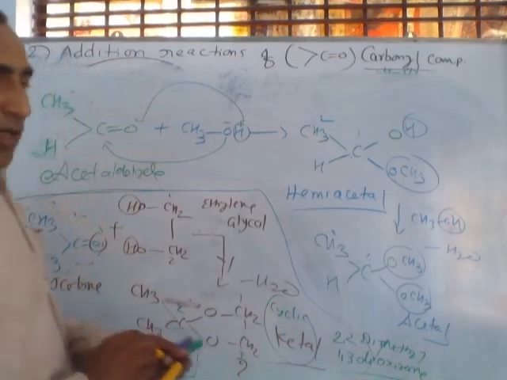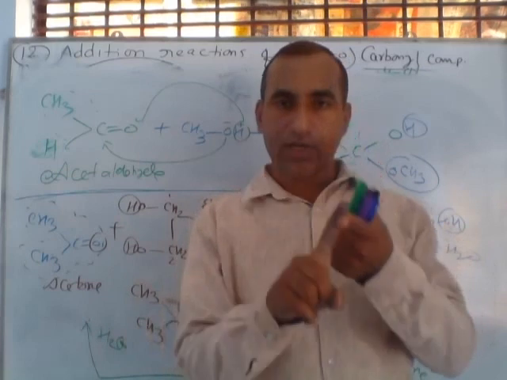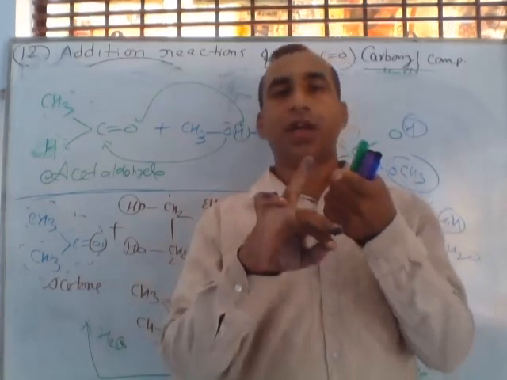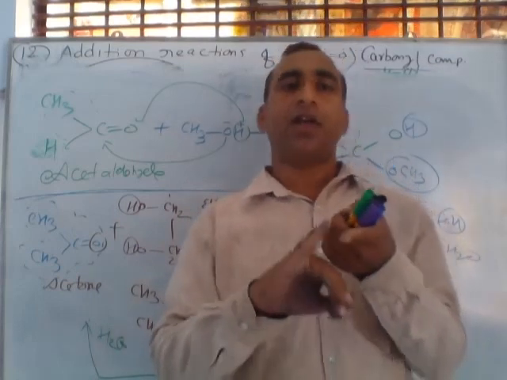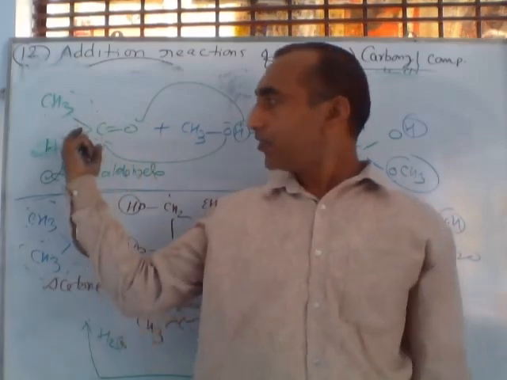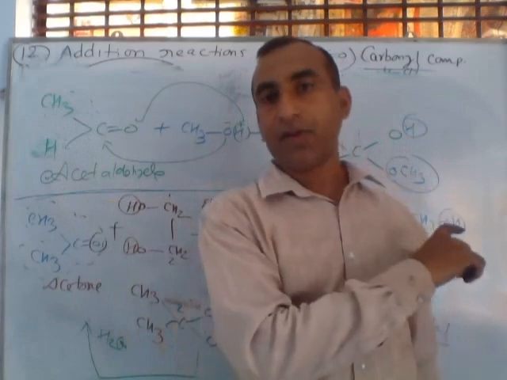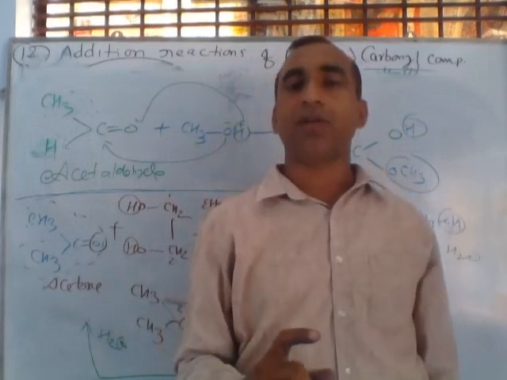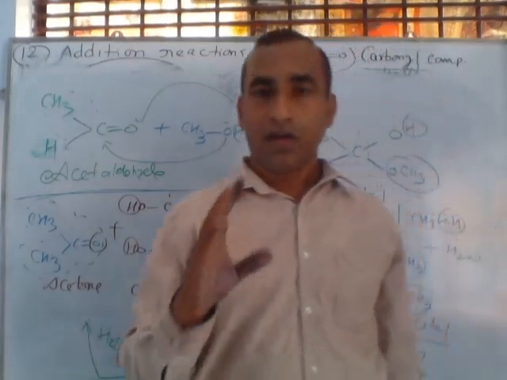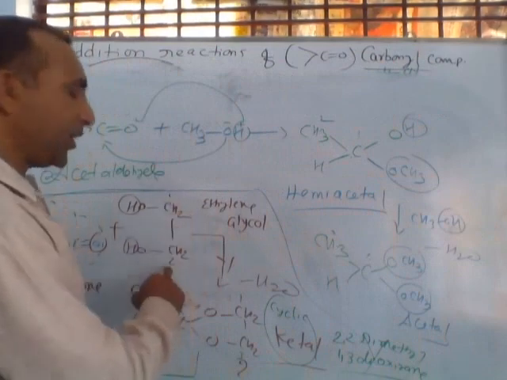So today we have discussed addition reactions of carbonyl compound. First hydrogen cyanide, second sodium bisulfite, third RMgX means Grignard reagent, and last reaction of alcohol. After the reaction of alcohol, aldehyde will give acetal and ketone will give ketal. But for ketal we use vicinal hydroxy compound, means hydroxy compound in which OH groups should be present on first and second carbon.